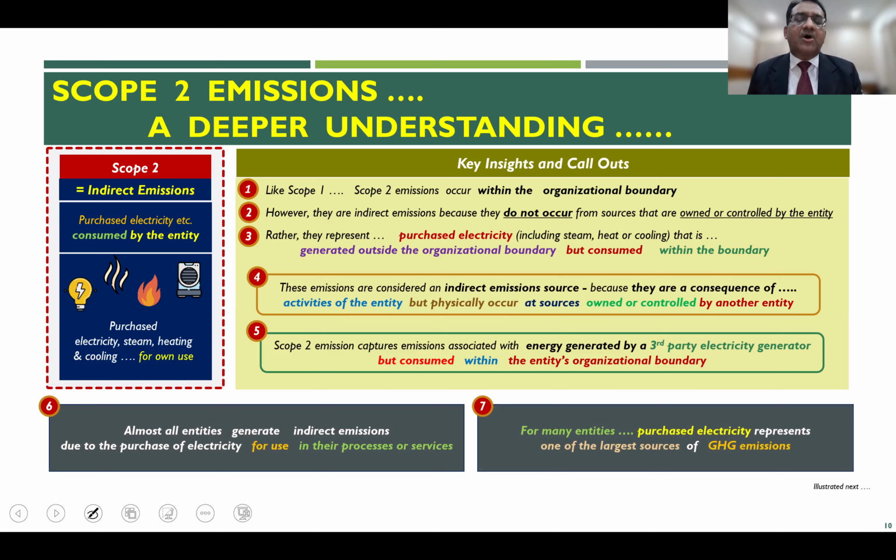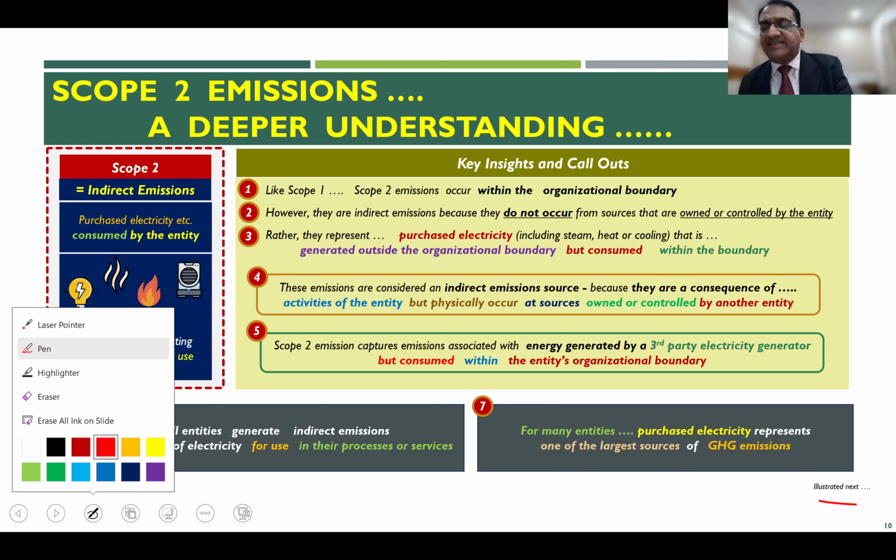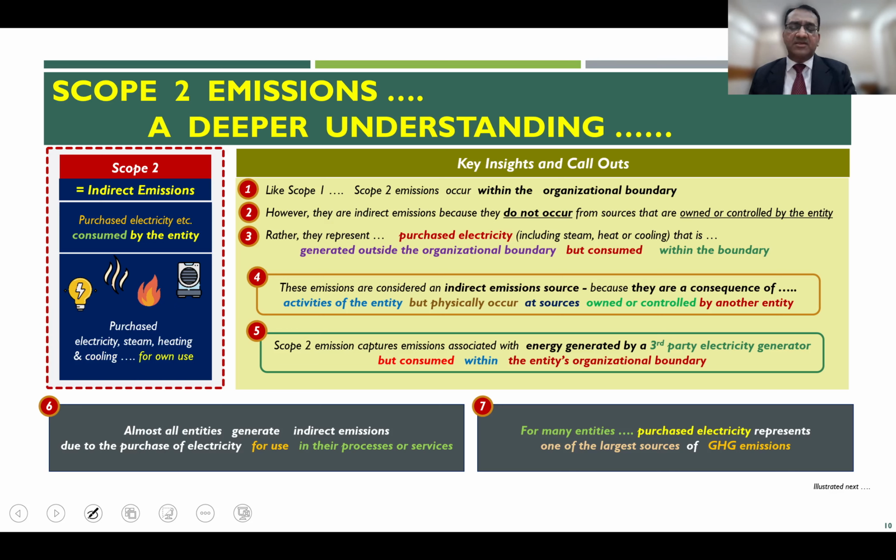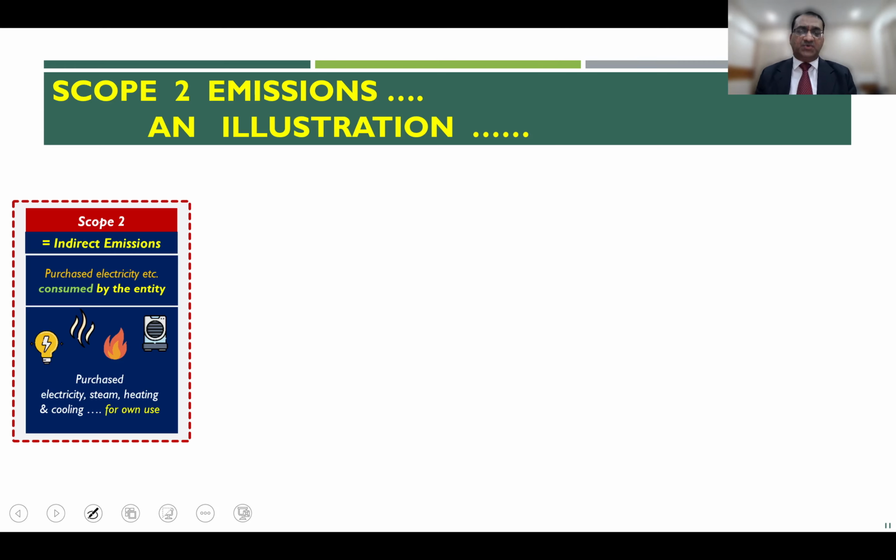And of course, almost all entities would actually be using electricity or some form of steam, cooling or heating, and because of which, though the degree may vary, every entity is likely to have scope 2 emission also in its carbon footprint. Let us illustrate this with the help of an example, and we'll see how this is to be understood.